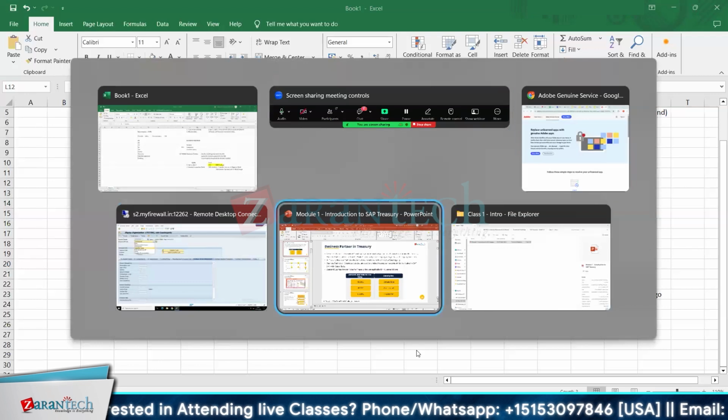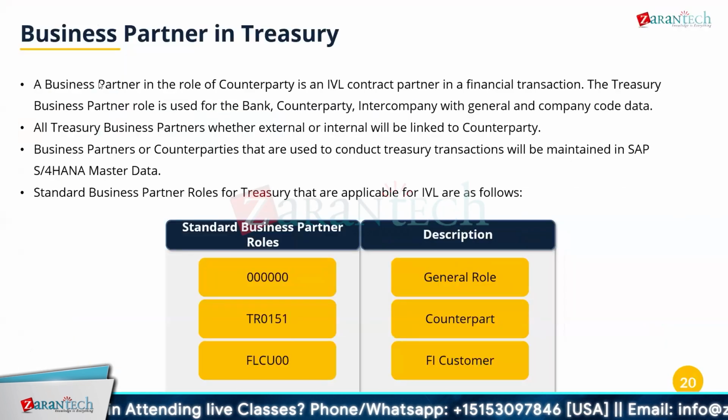So coming back to the presentation, a business partner in the role counterparty is probably my client, a contract partner in the financial transaction. The treasury BP role is used for bank, counterparty, intercompany, general and company code data. So general and company code are data as we have checked, right?